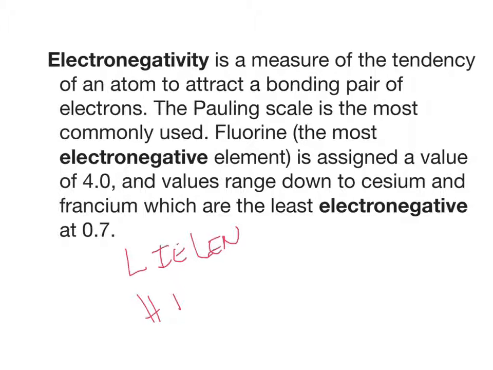High ionization energy, high electronegativity. And you'll find that the elements that have low ionization energies, the ones that easily give up their electrons or transfer their electrons during bonding, are going to be the same elements that have the low electronegativity numbers. And vice versa, the ones that have high ionization energies are going to have the high electronegativities.